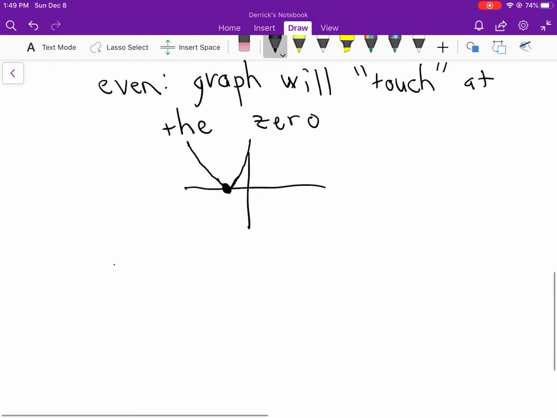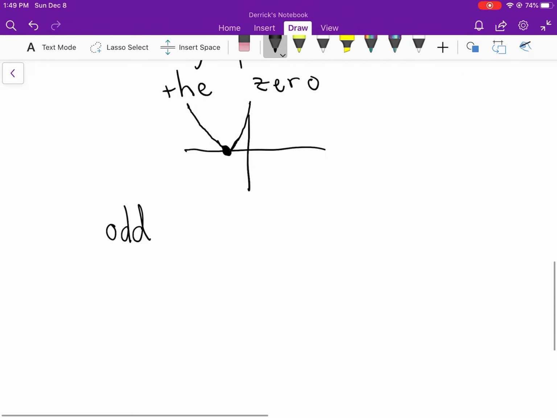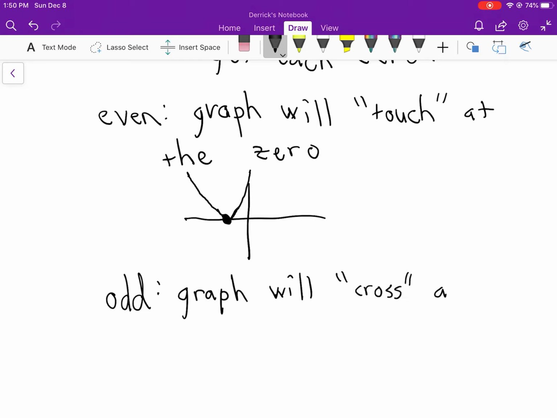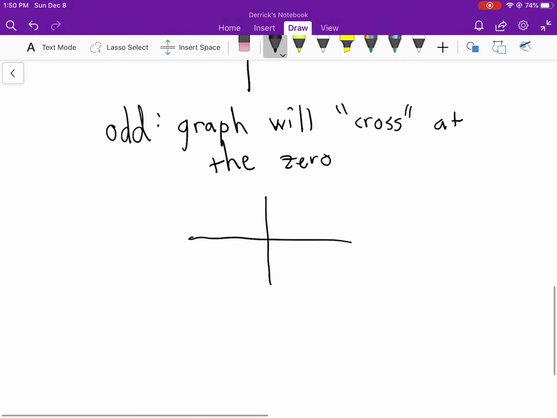The other side of that is, let's say you have an odd multiplicity, like we did up here with the multiplicities of 1. An odd multiplicity means that the graph is going to cross at that 0. Meaning, if we have a graph like this, and we say this is an x-intercept, if the graph was coming from above, when it hits that 0, it's just going to continue on like it never even knew it was there. Go below the x-axis and keep on going the way it did before.